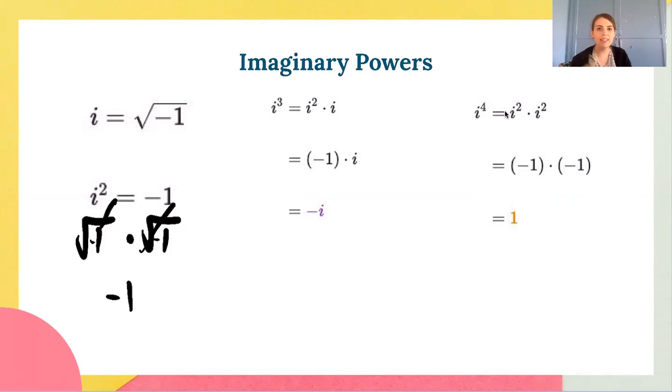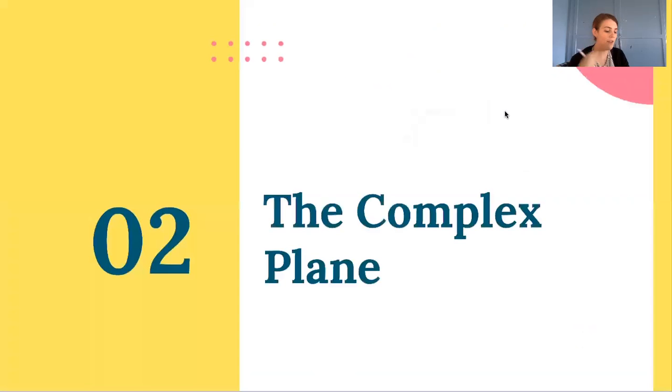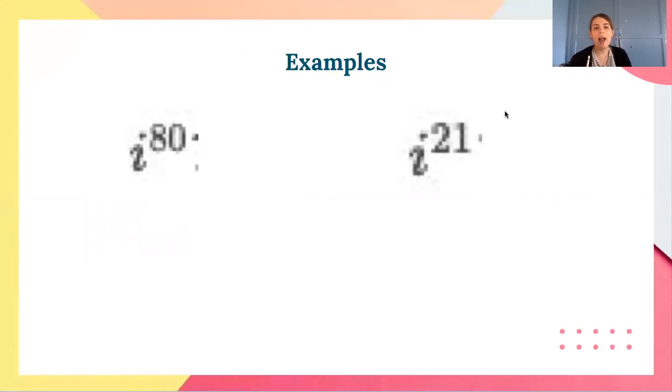So you start to see these patterns emerge where every number, as we go up with powers, goes i, -1, -i, 1. i, -1, -i, 1, and so forth and so forth. So if you see a problem like this, and it asks you, what would this number be simplified?